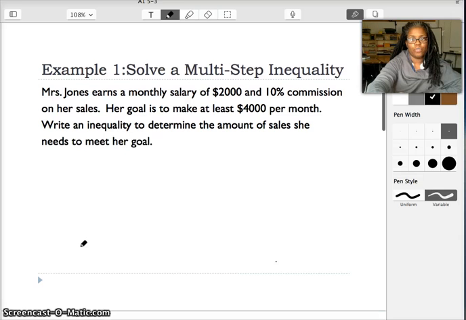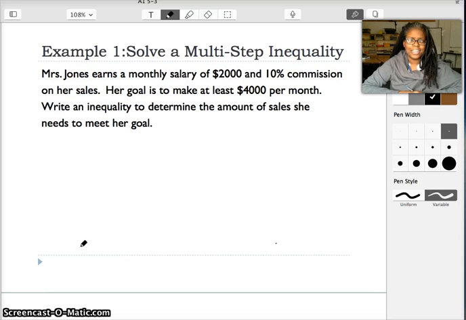By the way, there are no vocabulary words. Yay! Okay, so example 1, we're going to solve a multi-step inequality. Here it is. Mrs. Jones earns a monthly salary of $2,000 and a 10% commission on her sales. Her goal is to make at least $4,000 per month. Write an inequality to determine the amount of sales she needs to meet her goal.